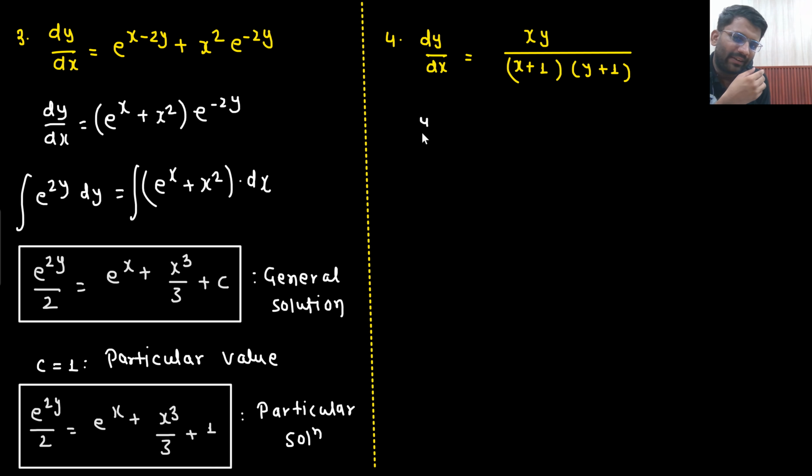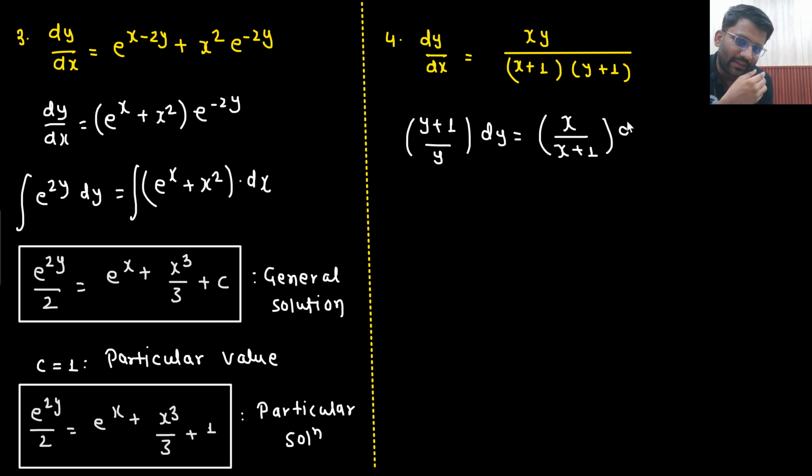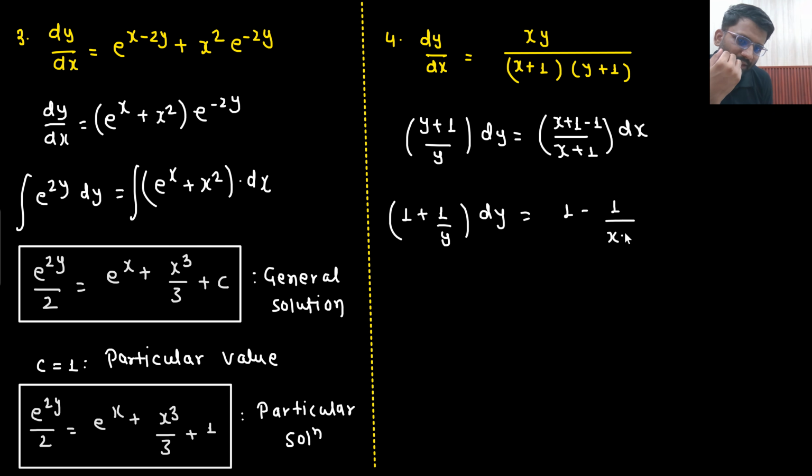So y plus 1 divided by y I will take here. So all the functions of y are on one side, and all the functions of x on the other side, and dx I will take to the other side. What I will do here is add 1 and subtract 1. Why am I doing so? Because this is becoming 1 plus 1 by y dy, and this is becoming 1 minus 1 by x plus 1 dx, and on both sides you integrate.